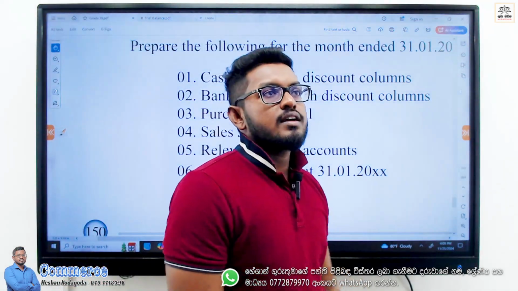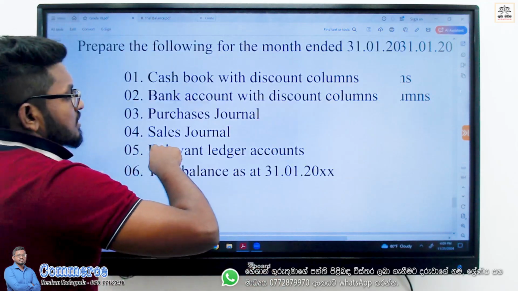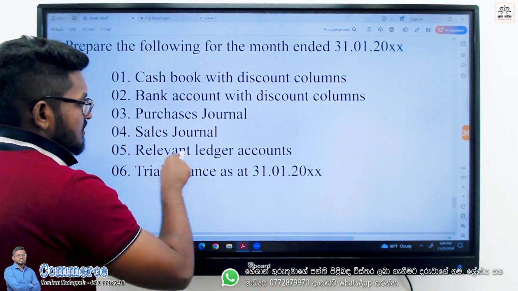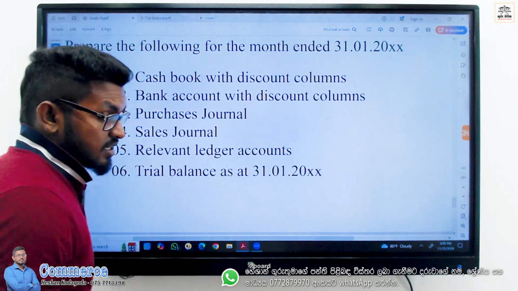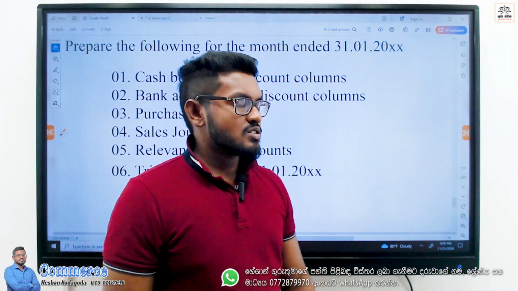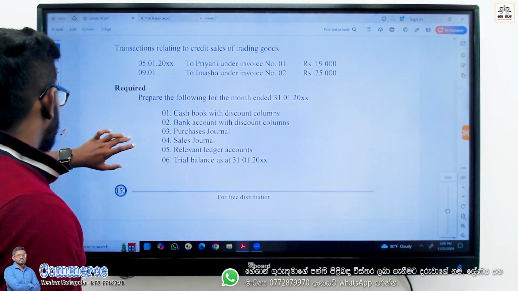Okay, so: cash book with discounts columns, bank account with discounts columns, purchase journal, sales journal, relevant ledger accounts, and the trial balance. So this is the full package, everything included. Make sure to pay attention to these things.